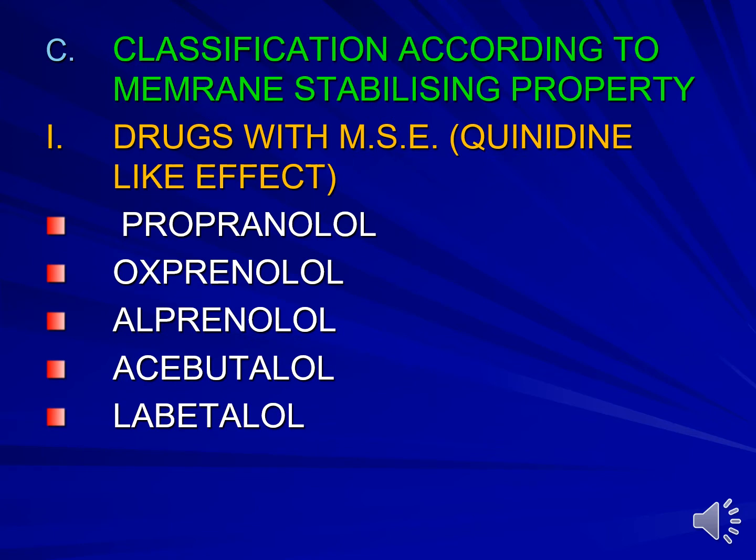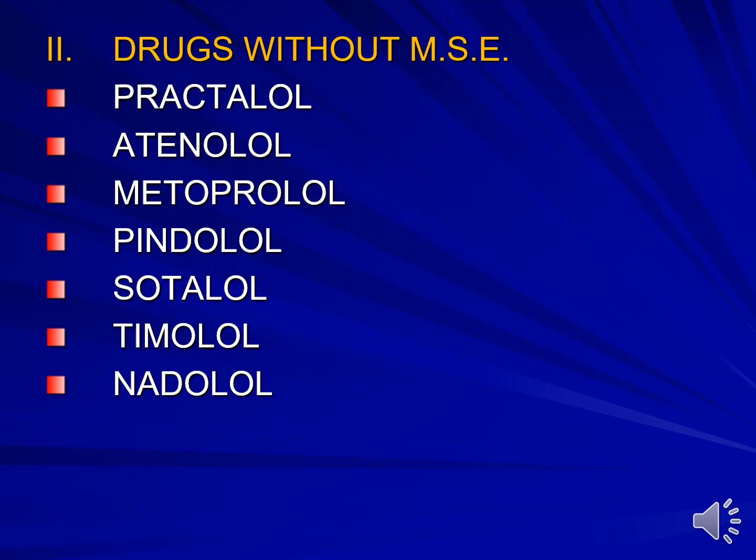Then classification according to membrane stabilizing property or local anesthetic like activity. They are also having quinidine like activity. So these are the drugs which have membrane stabilizing effect or property: propranolol, oxprenolol, alprenolol, acebutolol, and labetalol. Then the drugs which are not having membrane stabilizing effect or quinidine like effect or local anesthetic effect. The examples are practolol, atenolol, metoprolol, pindolol, sotalol, timolol, and nadolol.